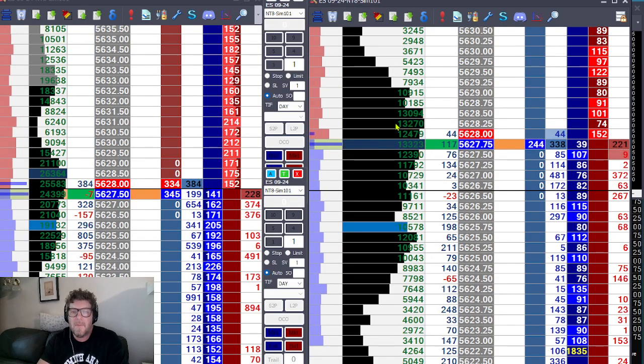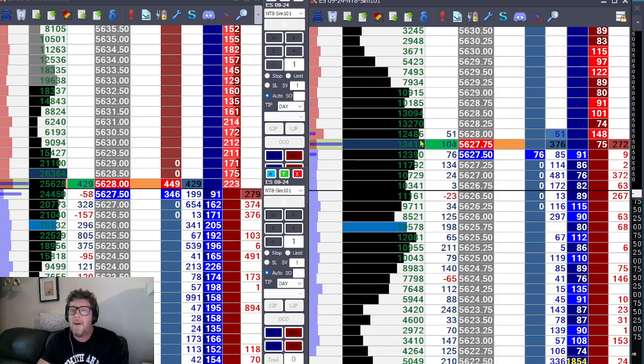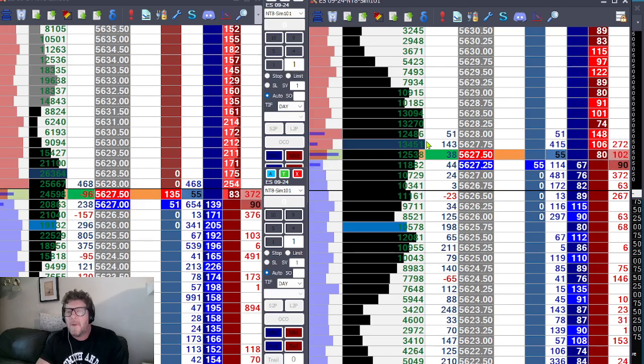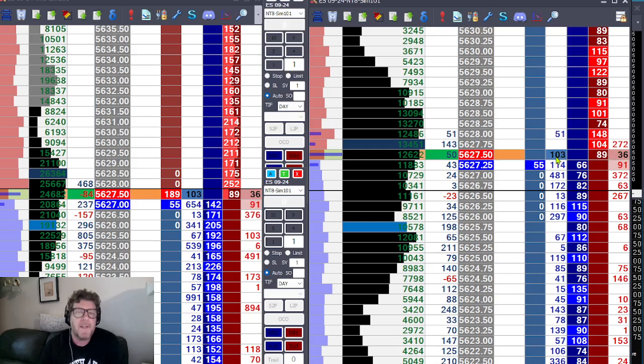It's probably going to go right up to VPOC, which just moved down, interestingly enough. So there was enough volume there that it actually pulled VPOC down. And when that happened, it looks like there might have been a little absorption event. I don't know if that's going to keep going or not.